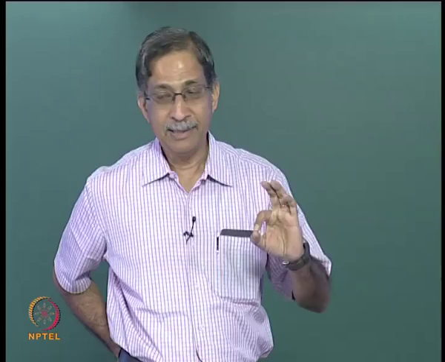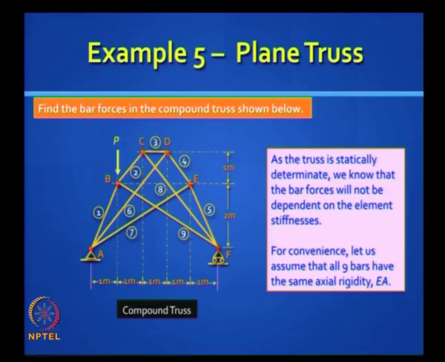What will change? The displacement field gets affected. The elongations in the bars will depend on the axial stiffness or axial rigidity. The joint displacement will get affected, but the bar forces do not get affected. Why? Because this is a statically determinate system. So we can make this assumption, and let us do that and go ahead.